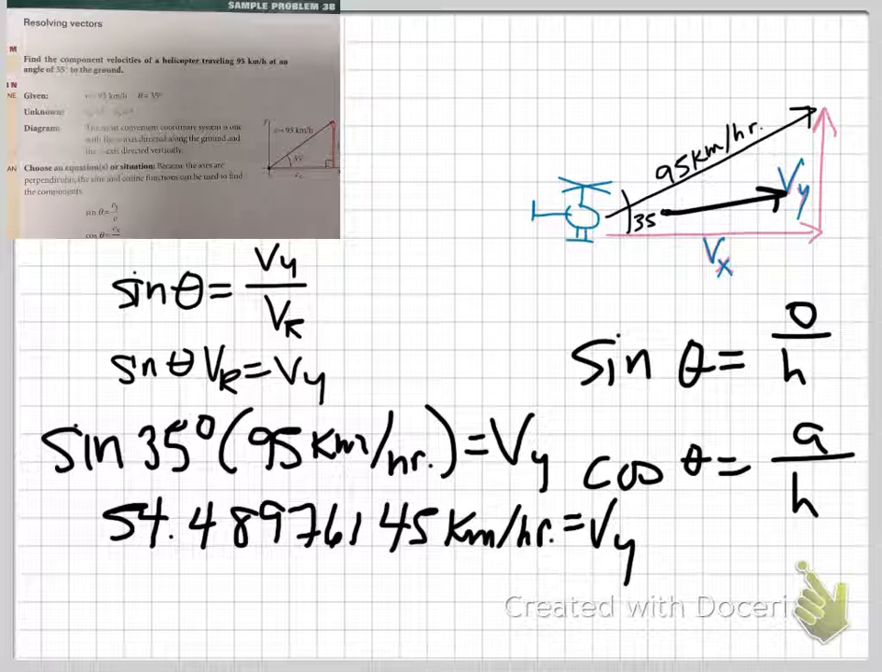I have a raw answer here, but my answer is not complete. What else do I need to add to this? I need to sig fig, obviously. What else do I need to do? It's a vector quantity. Direction. So in this case, we're not given north, south, east, or west. We can't artificially make that up. But what we can do is reference what information we're given. And what we're given is the ground. So here we would say, once we sig fig it, it's 54 kilometers per hour.